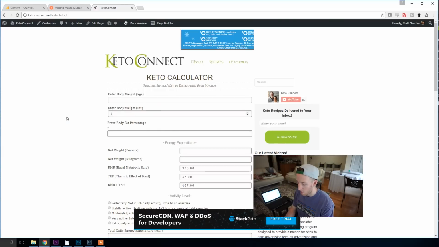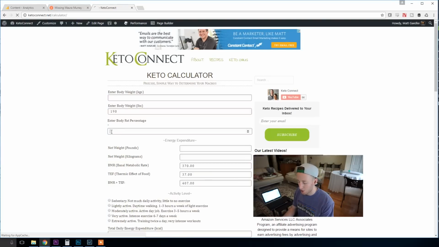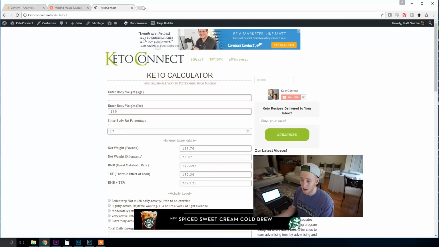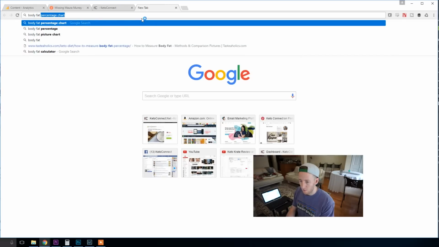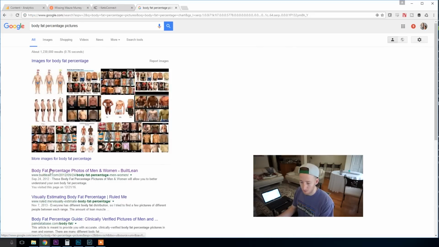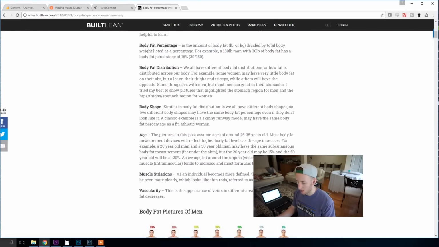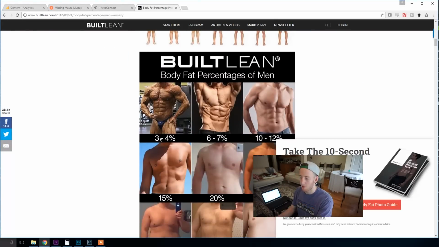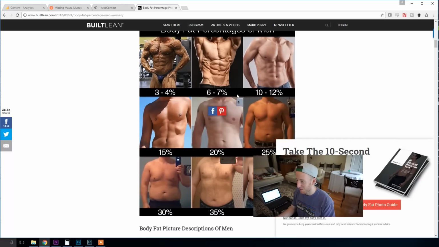So I weigh about 190 pounds. Body fat percentage. Now for this, if you don't know yours, and I don't really know mine, I usually just estimate, I'll say like 17, 18 range. You can do body fat percentage chart, body fat percentage pictures, and there's a couple good links. This one pretty much has everything you need to know. You can just estimate by the look. So like, yeah, I'm probably 15 range, somewhere in there.